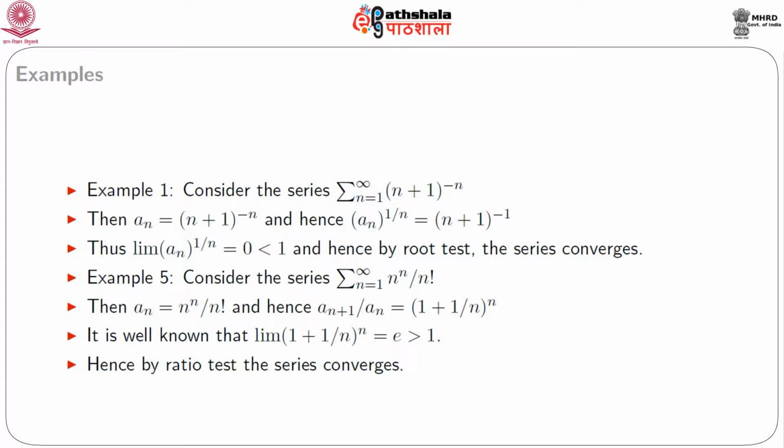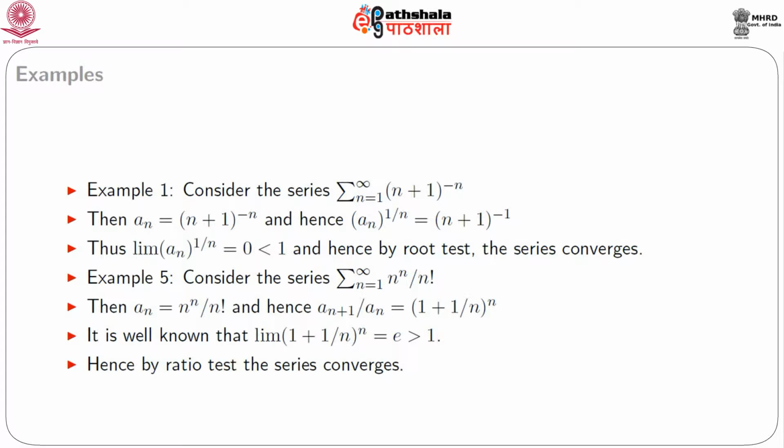So, consider the series summation n from 1 to infinity of (n plus 1) to the power minus n. Naturally, the nth term in this case is (n plus 1) to the power minus n, and we find that a_n to the power 1 by n is nothing but 1 by (n plus 1). Therefore, the limit of a_n to the power 1 by n is 0, which is less than 1, and hence by Cauchy's root test the series converges.